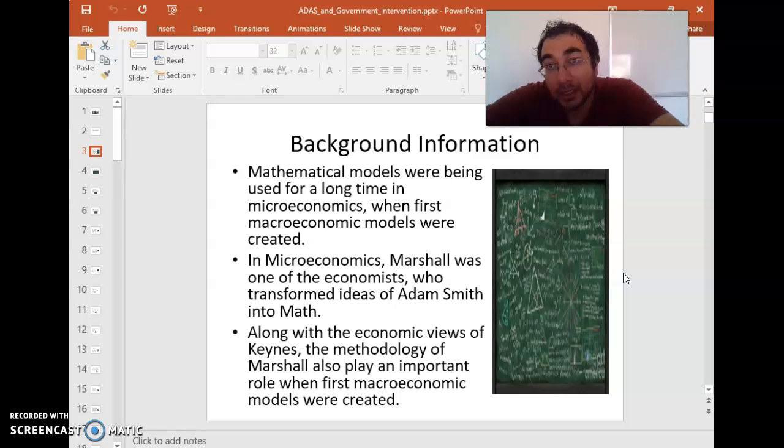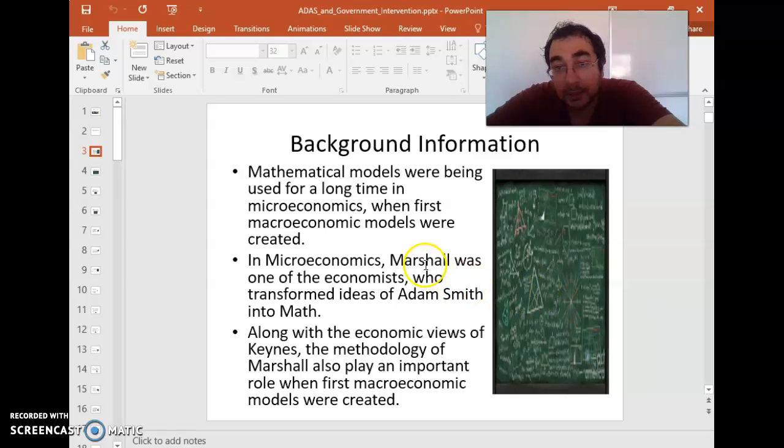After Smith, David Ricardo also used some mathematical models. But neither of them used the graphical model. The graphical models, which we have seen mostly in this course with graphs of demand and supply, were brought mostly by several mainstream economists in the late 19th century. The most important one is Marshall. We have already seen the name.